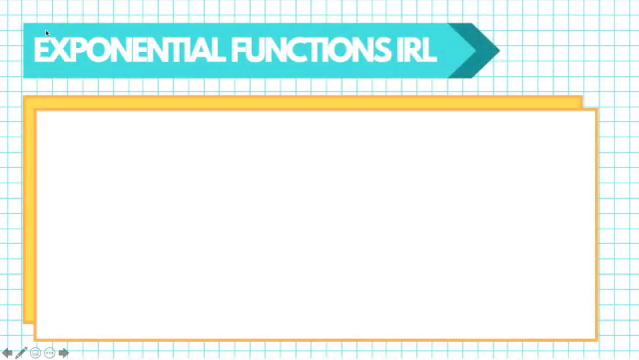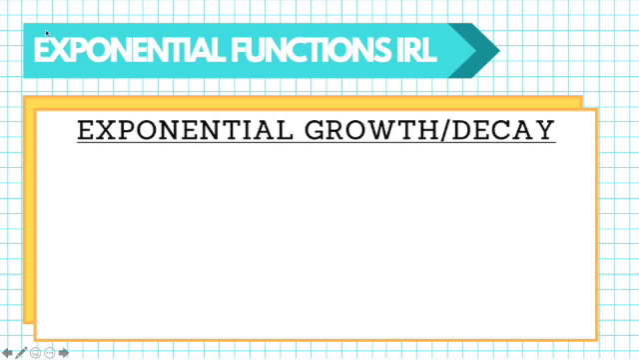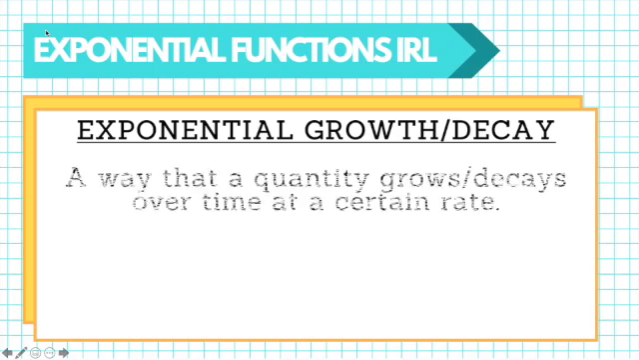Now, let us try to use exponential functions in real-life situations. Exponential functions may be used for situations that involve exponential growth or exponential decay. So what is exponential growth or decay? It is a way that a quantity grows or decays over time at a certain rate. If we're going to create a function that involves exponential growth or decay, we can follow the formula.